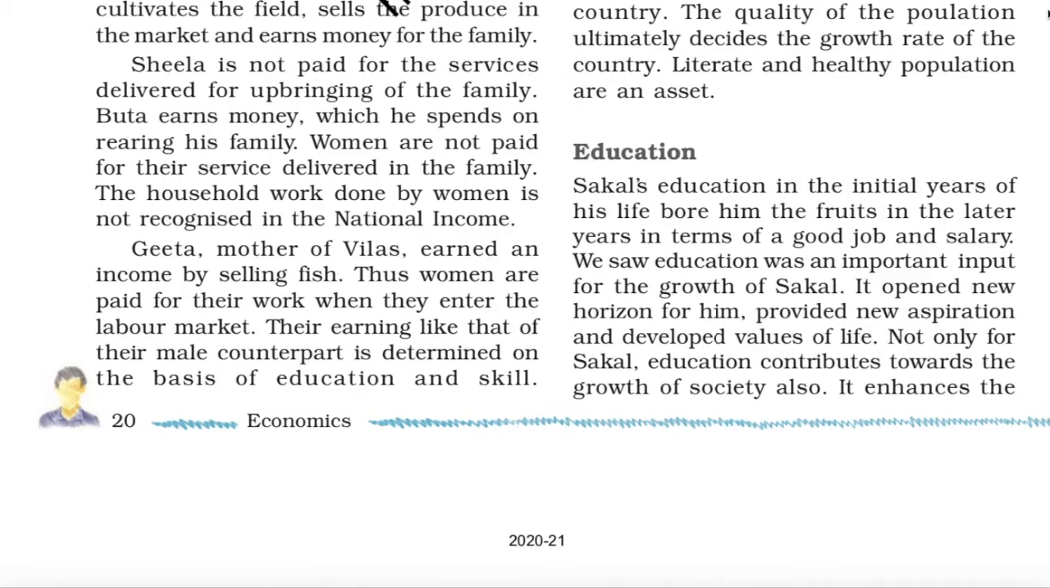Education. Sakal's education in the initial years of his life bore him the fruits in the later years in terms of a good job and salary. We saw education was an important input for the growth of Sakal. It opened new horizons for him, provided new aspirations, and developed values of life.